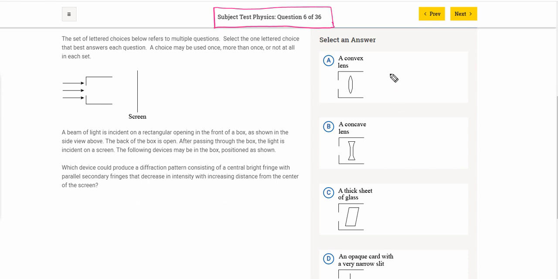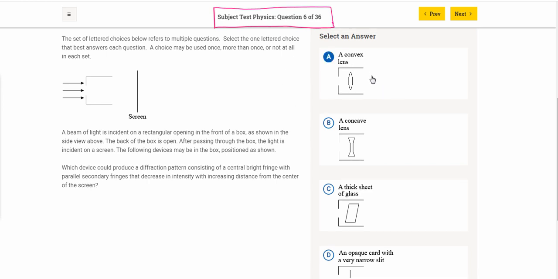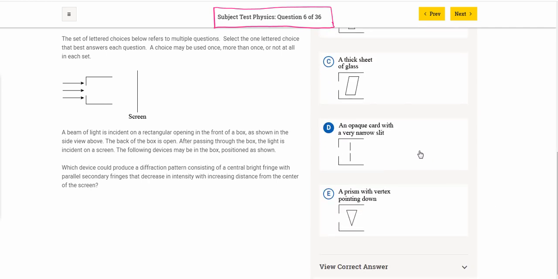So we have to see which options will cause diffraction. The definition of diffraction is the spreading of light when it passes through a narrow opening. So in these options we have to see the option with the narrow opening. Option A is a convex lens. There is no narrow opening over here. B is a concave lens. The third one is a thick sheet of glass. We have a narrow opening in option D, and in option E it's a prism. So for this one the answer will be option D. So it's correct. Whenever light passes through a narrow opening, it will spread apart, and this phenomenon is called diffraction. So now let's move on to the next one.